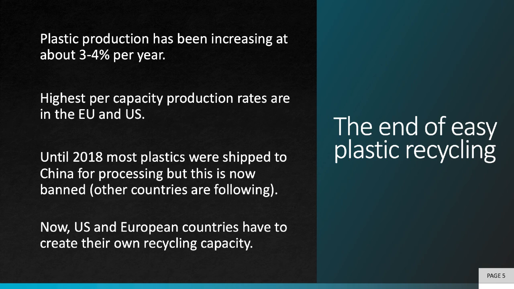The highest per capita production rates for plastics are in the European Union and the United States. And up until just a couple years ago, the US and other wealthy countries shipped their plastic waste, collected in the recycling stream, to China for processing. China banned this practice in 2018, and a number of other countries with plastic recycling facilities are now following suit.